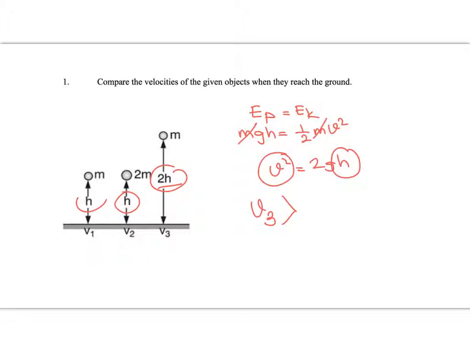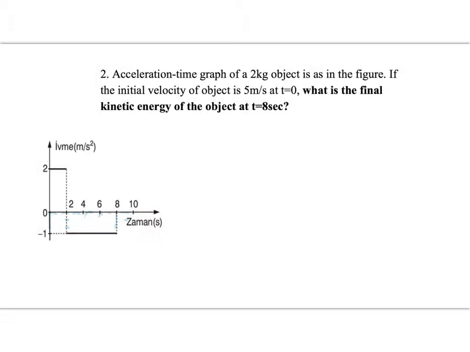These have the same heights, so we'll have the same velocities. The acceleration time graph of a 2 kilogram object is as in the figure. The initial velocity of the object is 5, so what is the final kinetic energy of the object at t equal to 8 seconds?